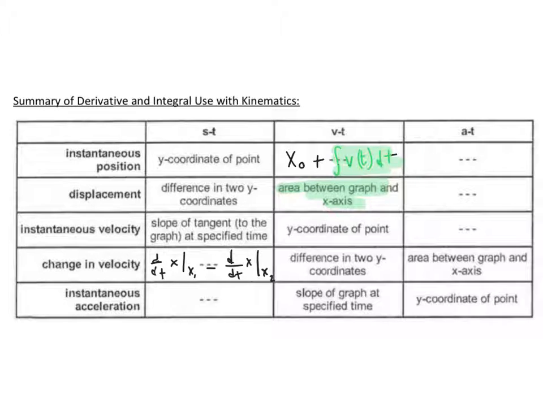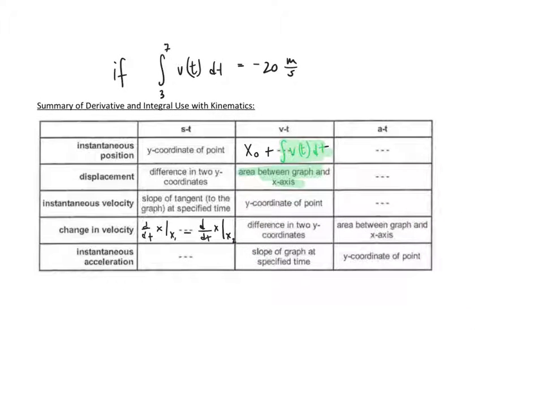You know what calculus and physics exams like to do? This is a good test prep for you guys. Here's what they really like to do, which is kind of annoying, but it works and it makes sense. Ready? Here's what they do. They say this. If the integral of velocity from 3 to 7 seconds dt is equal to negative 20 meters per second, determine x of 7 if x of 3 equals 4.